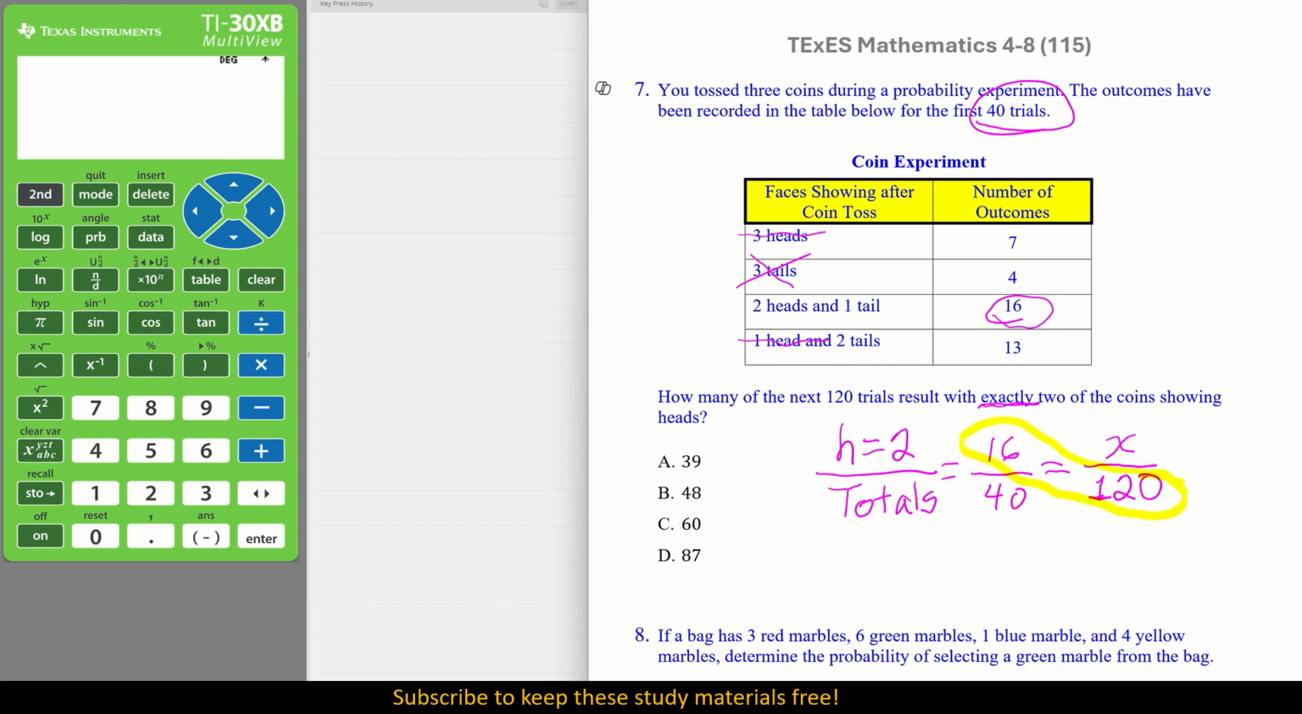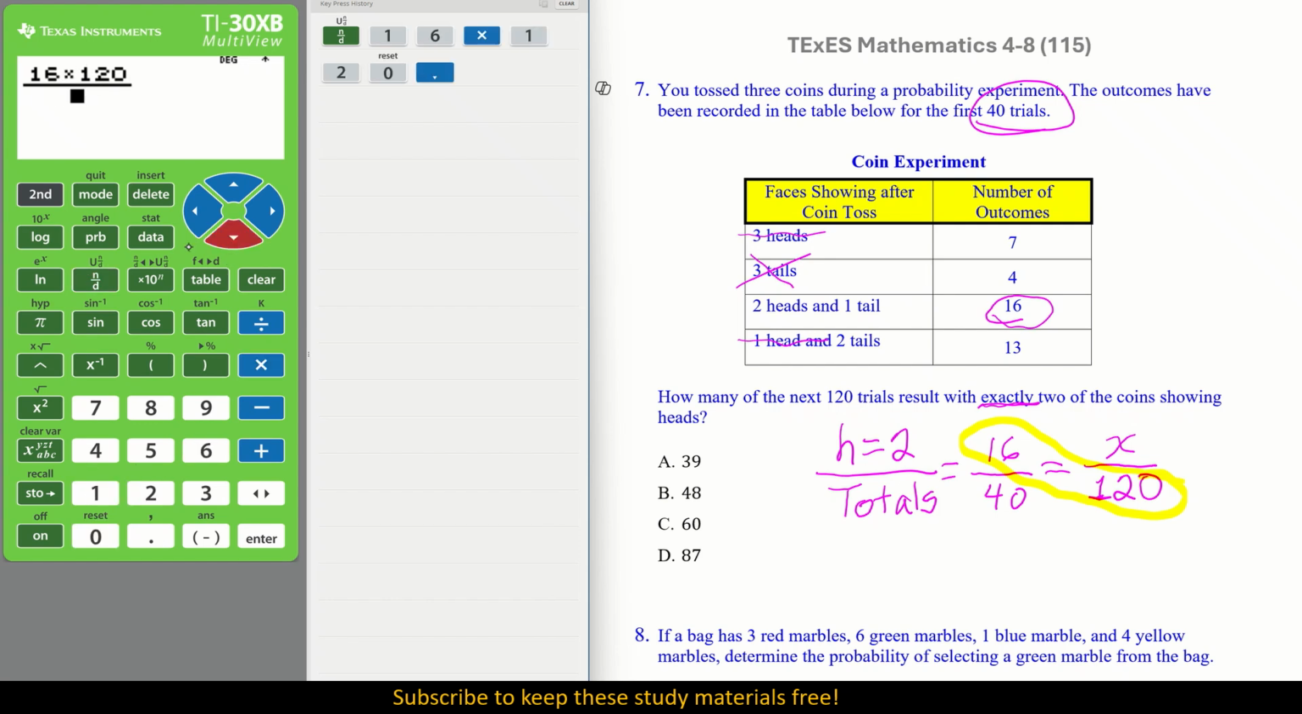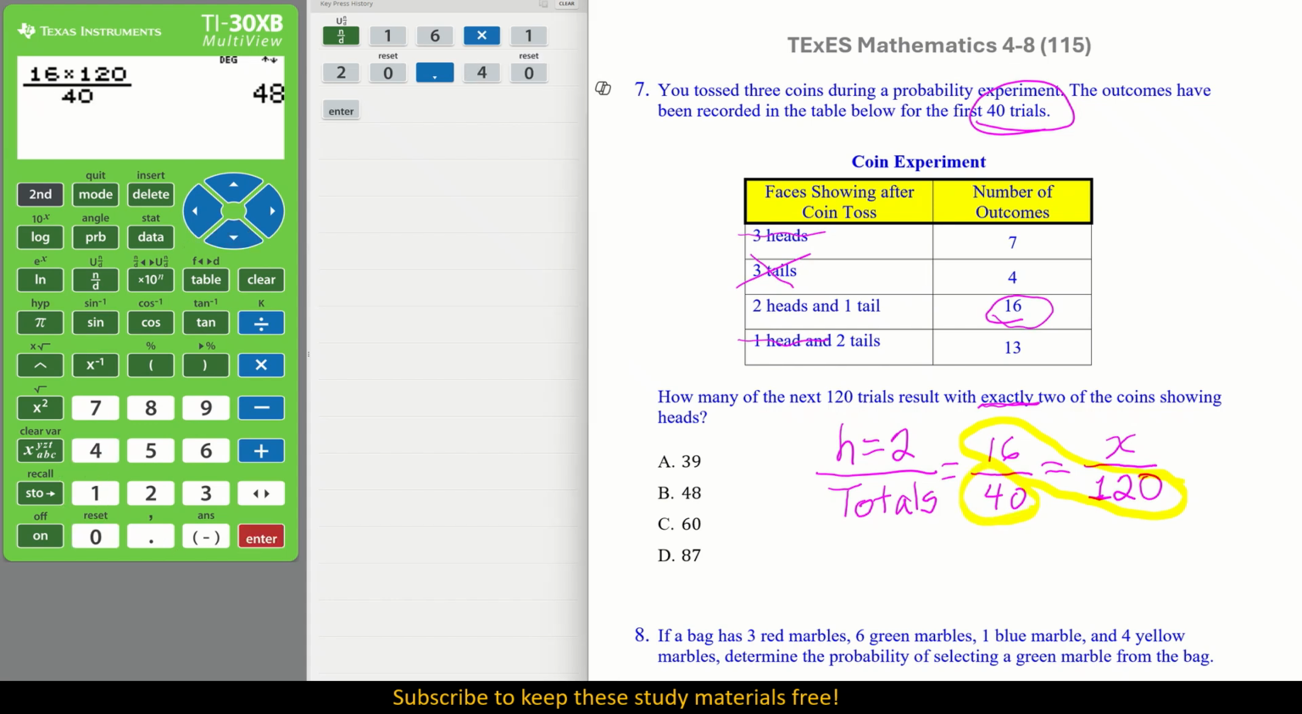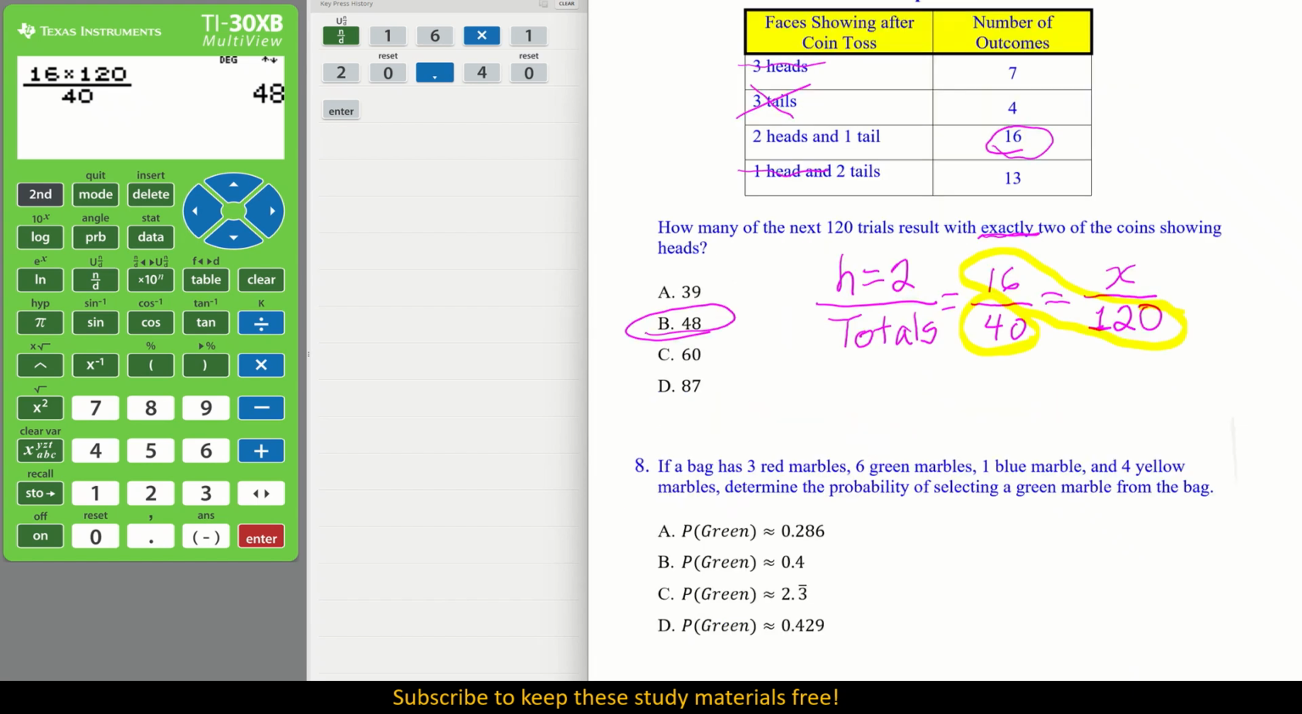We don't have to worry about order of operations if we use our fraction button. So we have 16 times 120, and then that is all divided by the 40. Enter. 48 is exactly what we need. Option B. Let's look at number 8.